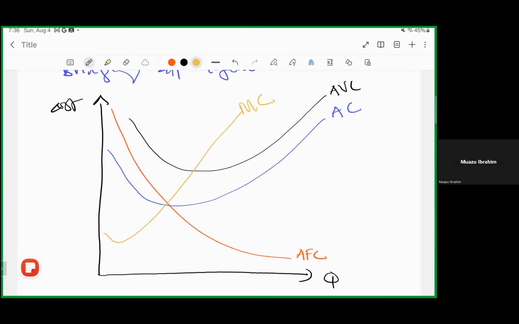Please note that the marginal cost curve, as you can see, is cutting through the minimum point of the blue line. And what is the blue line? Average cost. It is also cutting through the minimum point of the black line, which is the average variable cost. Now let's look at the relationship between marginal cost and average cost.